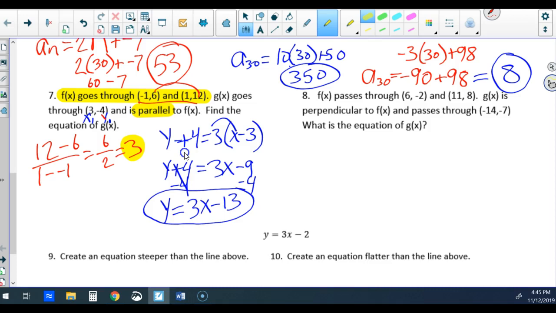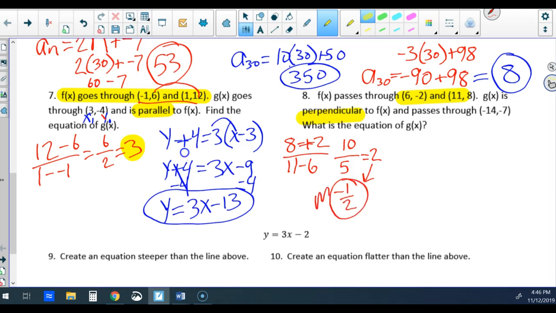Next one, we have a similar type question, but now we are perpendicular to that line. Perpendicular means opposite reciprocal slope. So we need to find the slope. Slope formula says 8 minus negative 2 over 11 minus 6, minus negative is plus, so that's going to be 10 over 11 minus 6 is 5. That has a slope of 2. I need the opposite reciprocal of 2, which is negative 1/2. There's my m.